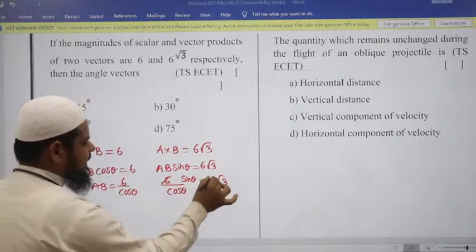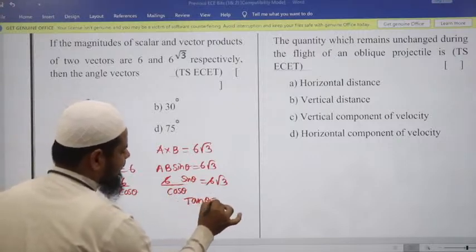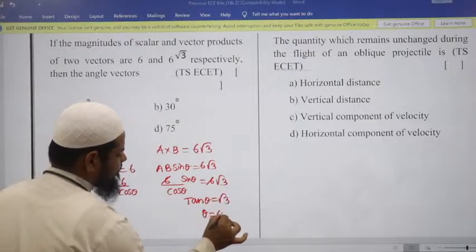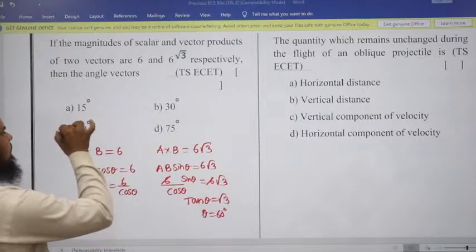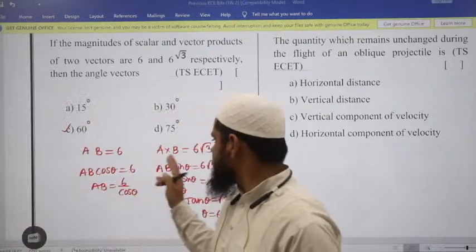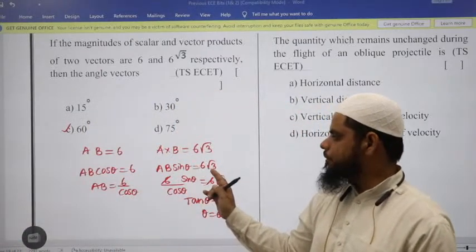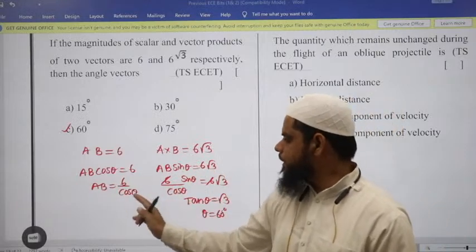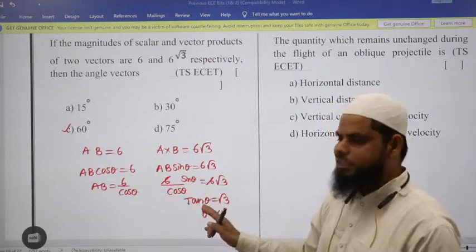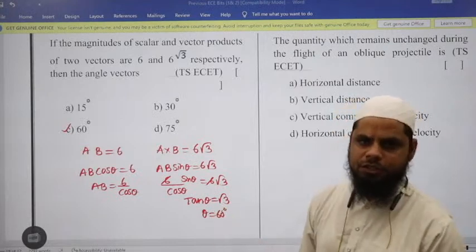Then 6 gets cancelled. Sin by cos is tan. Tan theta is equal to root 3. So theta is equal to 60 degrees. So A dot B is equal to 6, A cross B is equal to 6 root 3. AB cos theta is equal to 6, AB sin theta is equal to 6 root 3. AB is equal to 6 by cos theta. Instead of AB, I replace it with 6 by cos theta. Sin theta by cos theta is nothing but tan theta. Tan theta is equal to root 3. Theta is equal to 60 degrees. Fine.